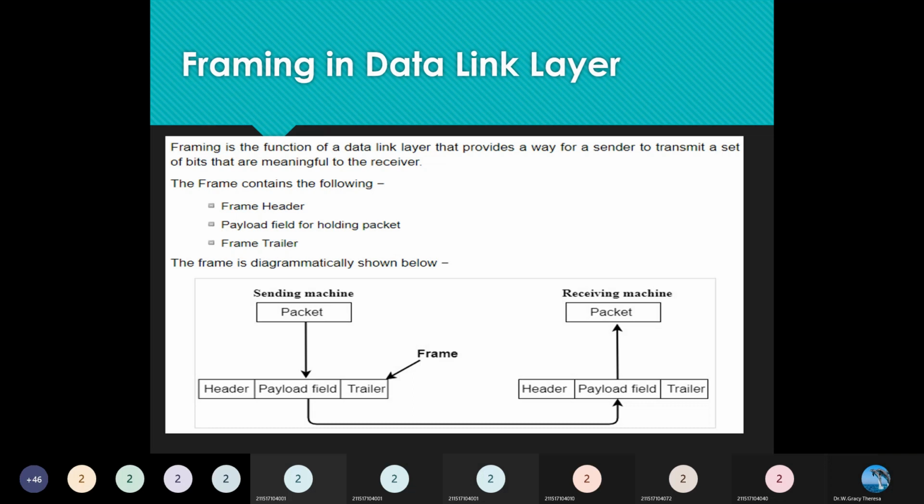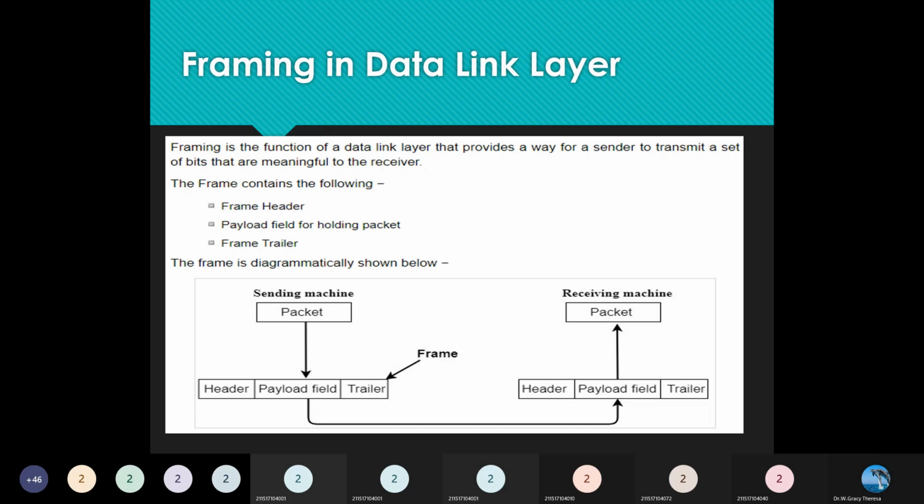As I said before, what the data link layer does is receive a packet from the network layer, encapsulate that packet into a frame, and then send it to the lower layer, the physical layer, for transmission. At the receiver end, it receives the frame, decapsulates it, and passes the packet to the next higher layer, the network layer. That encapsulation and decapsulation is what is called framing.